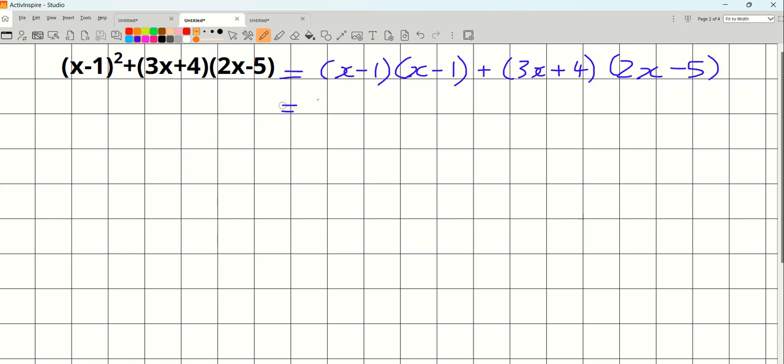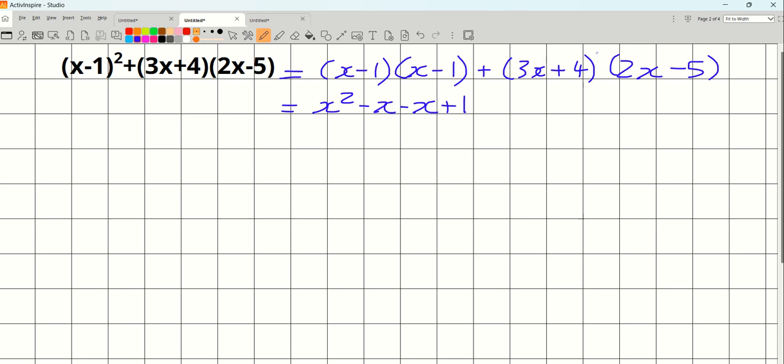Now we start with the first one. You start x times x. X times x is x squared. Next part is x times minus 1. This is just minus x. Minus 1 times x is also minus x. And minus 1 times minus 1 is a plus 1. This is it in regards to expanding the first set of double brackets.